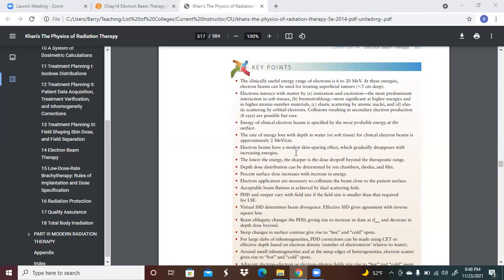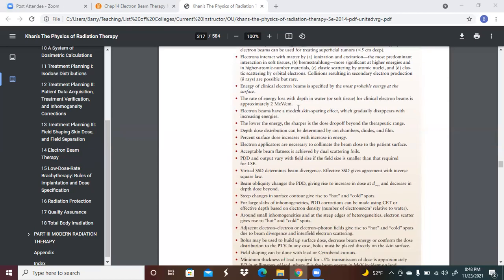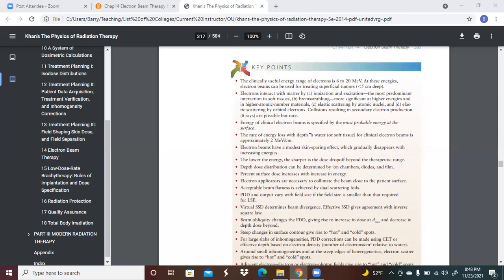The energy of clinical electron beams is specified by the most probable energy at the surface. The rate of energy loss with depth in water or soft tissue for clinical electron beams is approximately 2 MeV per cm. And yes, that is something that I am going to have on assignments, quizzes, exams. That is a very, very important quality there, and I want to make sure that you guys have that.